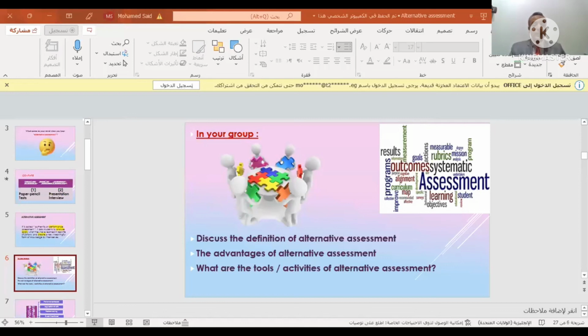So these are some of the different forms of assessment. Please, you have to memorize them, take a picture of them, write them down, and try to be familiar with any one of them, okay?